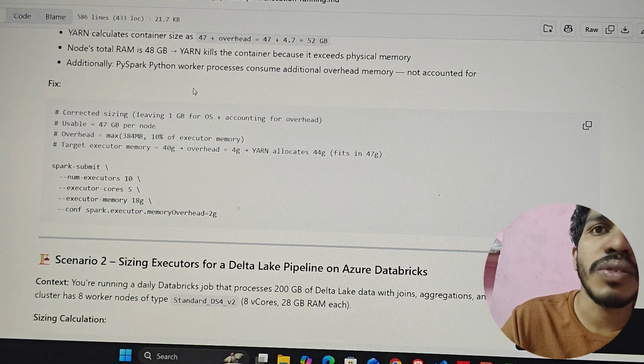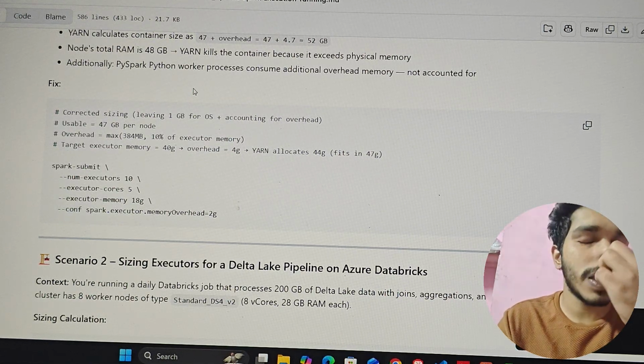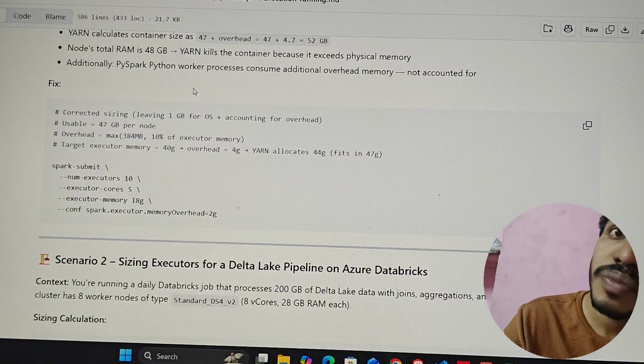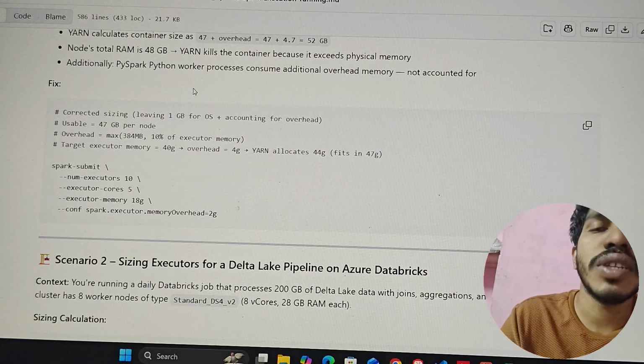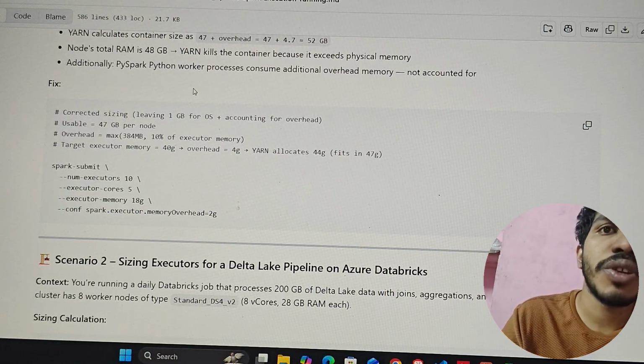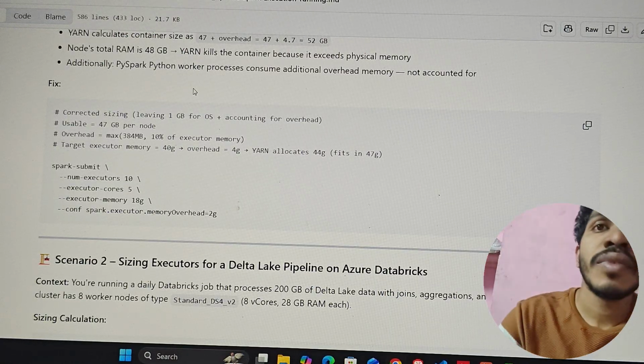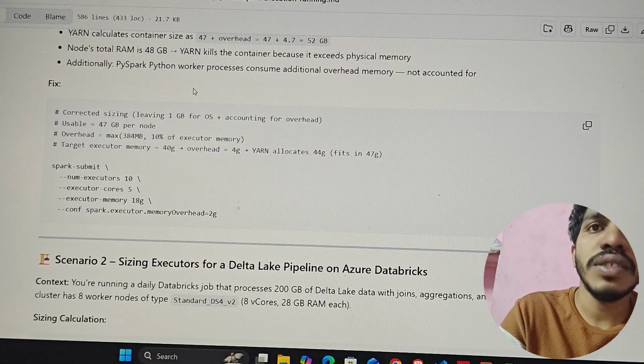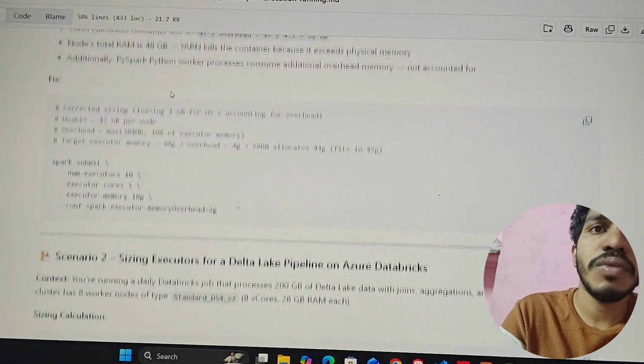Use 47 GB per node. Overhead is the max of 384 MB or 10% of memory. Here we are taking 2 GB overhead because executor memory is 18 GB, so 10% is 1.8 GB, near about 2 GB. So total executor memory is 40 GB, plus overhead of 4 GB, YARN allocates 44 GB. That fits into 47.